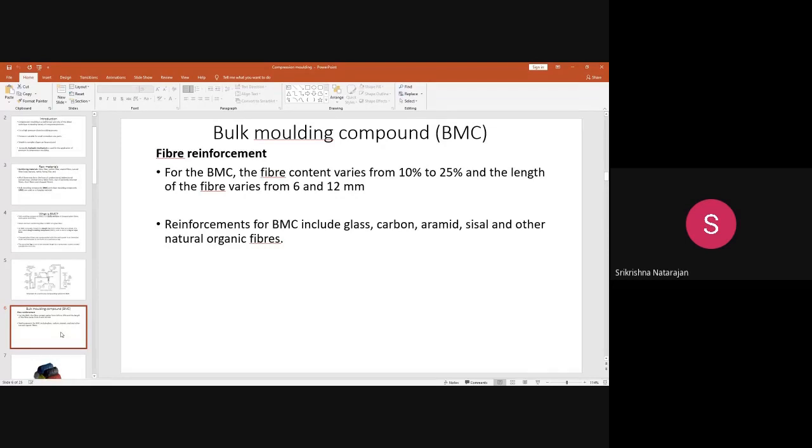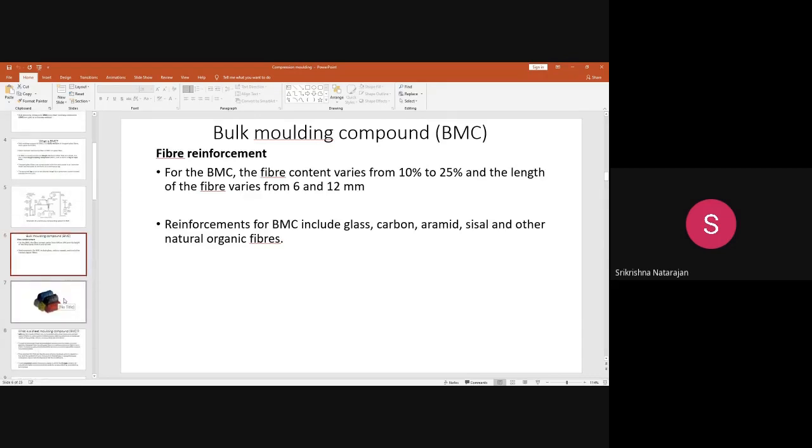Okay, so here this BMC fiber range should be in this region, because if you add more fibers, the problem is the resin transfusion inside the fibers will become difficult, because if there are more fibers, then the resin penetration inside the fibers becomes difficult. So for that, a limit is kept between 10 to 25%. And the common reinforcements, which I have already told you, for the BMC are the high performance fibers like glass, carbon, aramid, and natural fibers like sisal, hemp, etc., natural organic fibers.